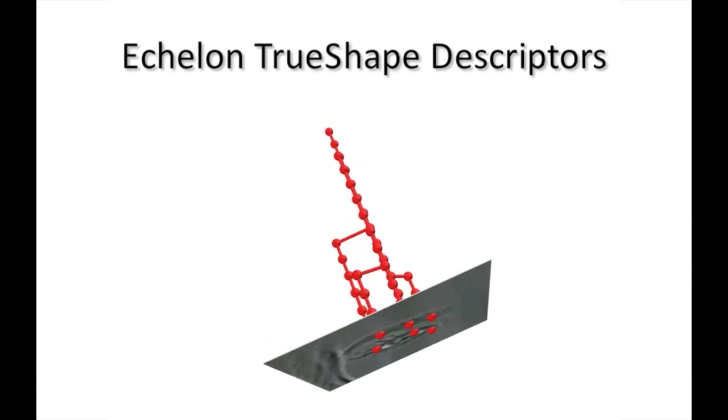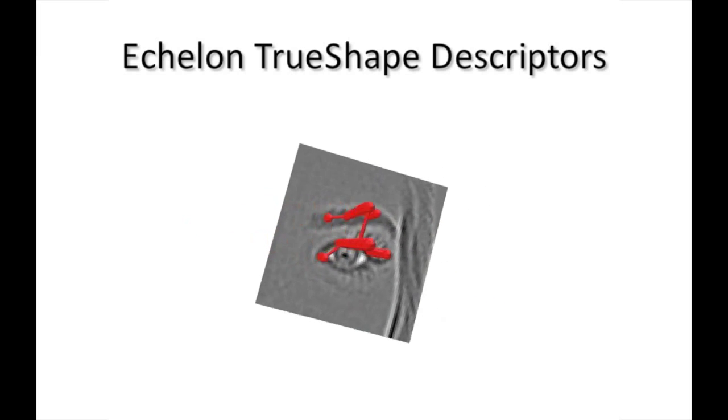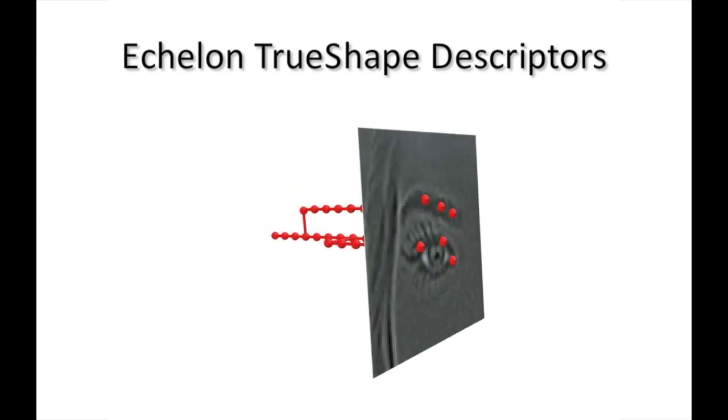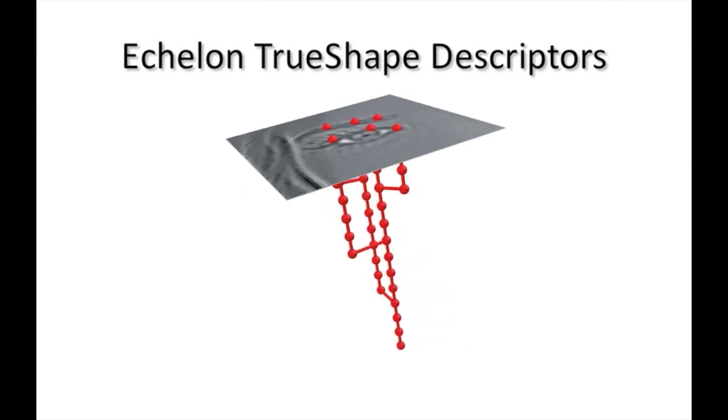The previous video in this series provides a detailed look at echelon segmentation. This video introduces TrueShape descriptors, the local descriptors used by the echelon algorithm. The demonstrations presented in this video are based on frames from a clip of a rotating head shown here.